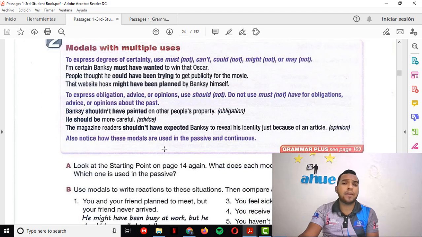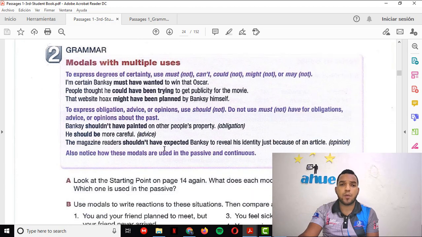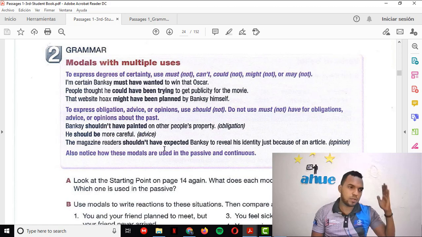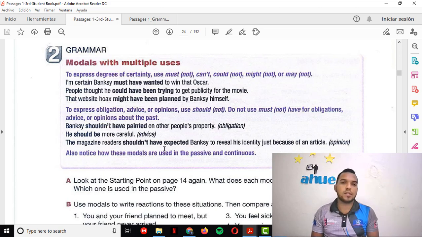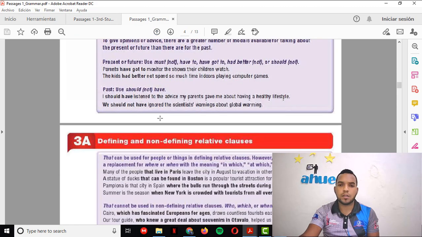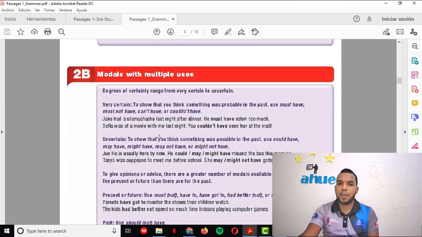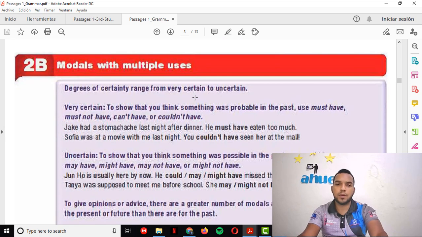And we have the grammar of this part of Lesson B. Today we're going to be talking about modals with multiple uses. All right, you know, maybe the modal verbs. We've been using them since Basic 1, I think it was. So we're going to start off with this part, but I want to switch to the other part on this page. Okay, so here we have modals with multiple uses.